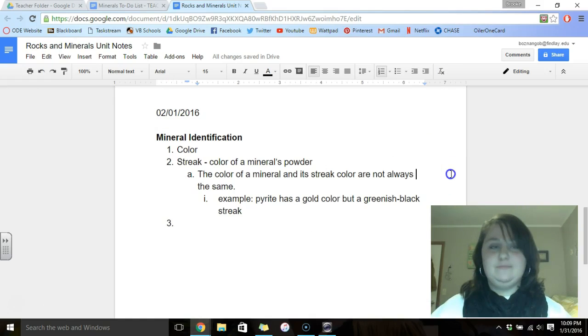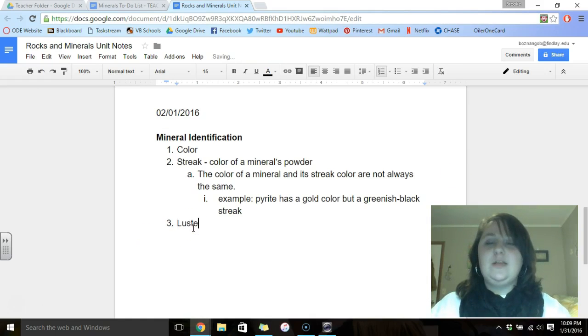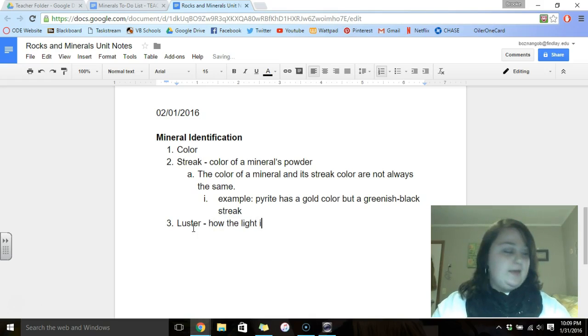So let's put that down first. So luster is how the light is reflected from a mineral's surface.